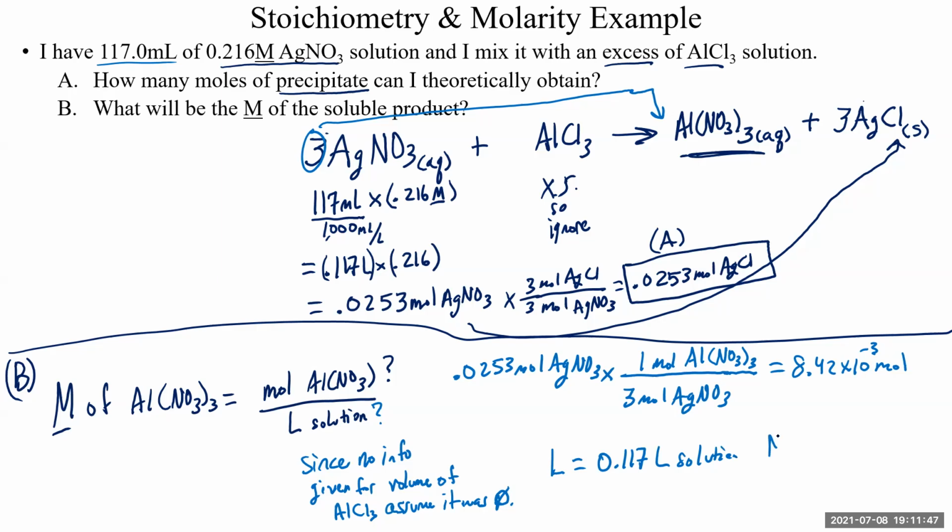So our molarity then is going to be 8.42 times 10 to the negative 3 moles of aluminum nitrate divided by 0.117 liters, and that's going to equal, how do I always manage to run out of space? 0.072 molar aluminum nitrate, AlNO3. And that's the answer to B.